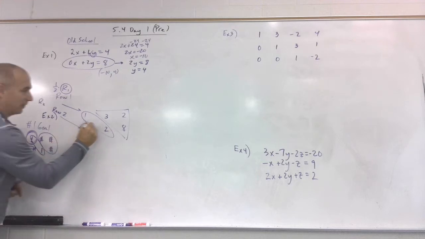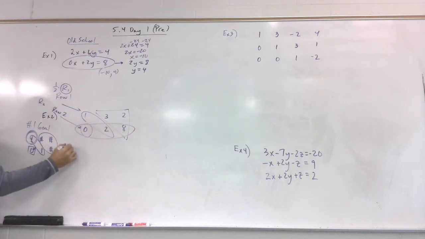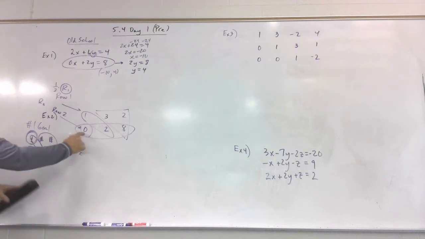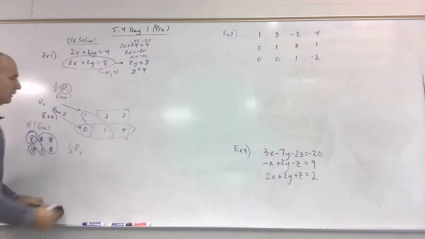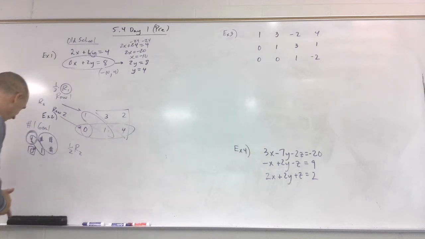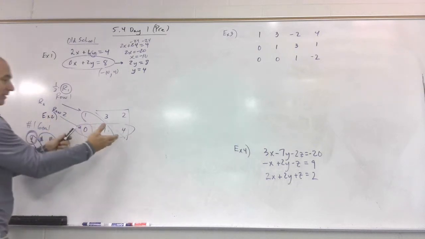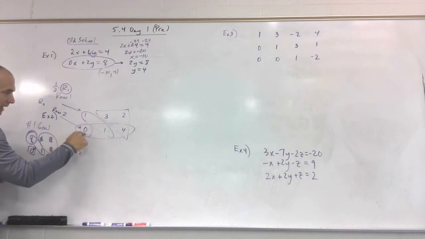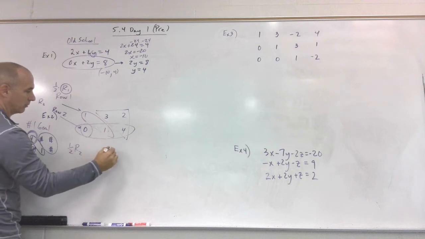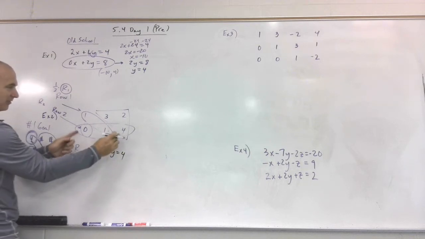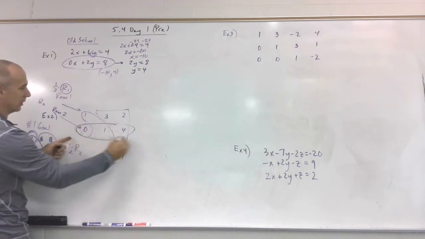Well, if I look at this row, I could just do the same thing. Take half of row 2. So half of 0 is 0, half of 2 is 1, half of 8 is 4. And now here's where Gauss says he just likes it this way. This says 0x plus 1y equals 4. In other words, y equals 4. It just spits it out. I can see it from here.